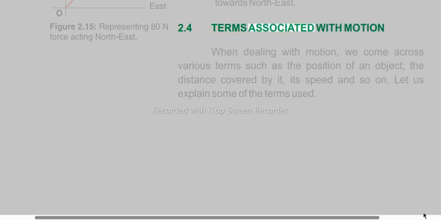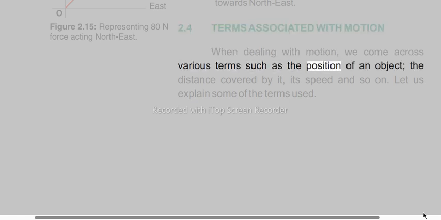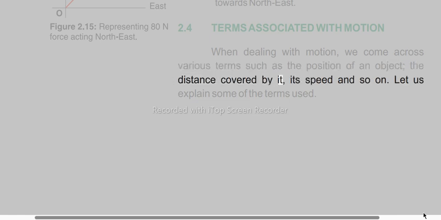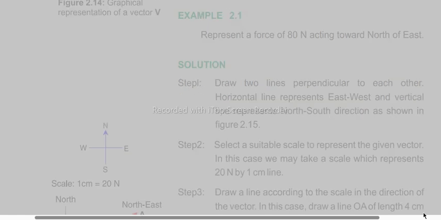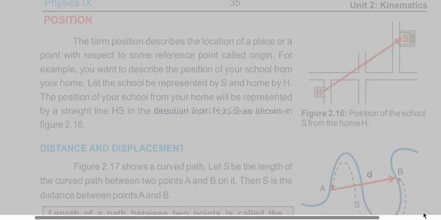2.4 Terms associated with motion. When dealing with motion, we come across various terms such as the position of an object, the distance covered by it, its speed, and so on. Let us explain some of the terms used. Figure 2.14, graphical representation of a vector V. Physics 9, Unit 2, Kinematics.